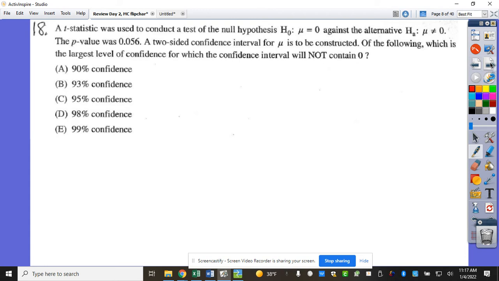A t-statistic was used to conduct a test of the null hypothesis of mu equals 0 against the alternative of mu is not equal to 0. The p-value was 0.056. A two-sided confidence interval was to be constructed. Which of the following is the largest confidence level for the interval which will not contain 0?